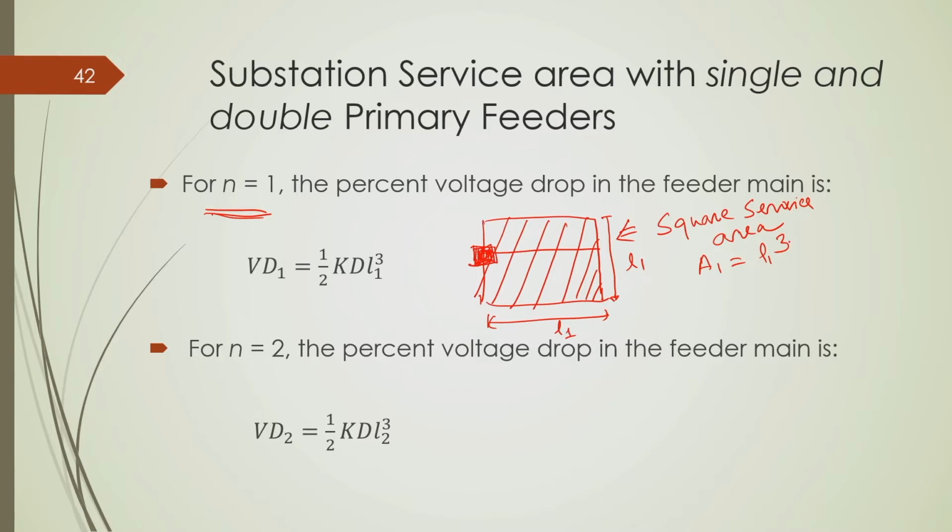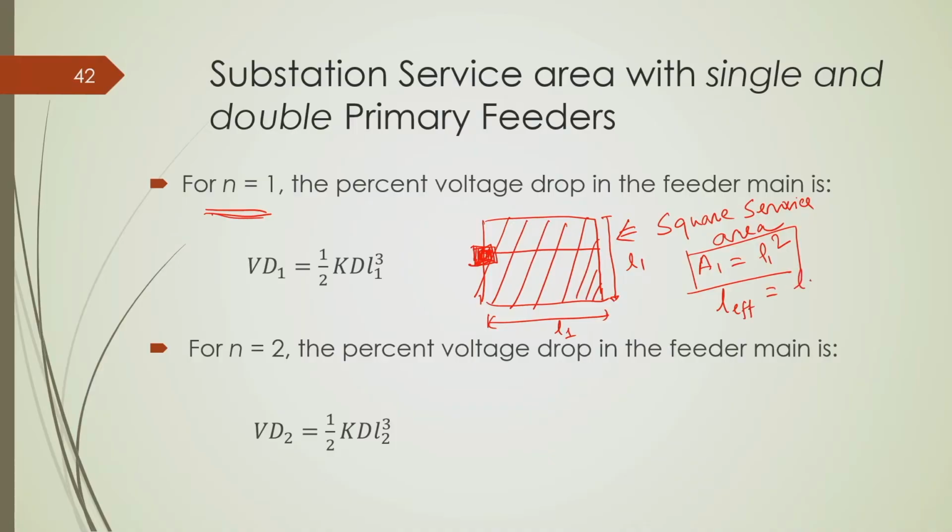So, of course, A1 will be equal to L1 square, because it is a square service area, and because of this type of service area, the effective length of the feeder to compute this voltage drop is L effective, which is equal to L1 by 2. This we already determined in the previous day's lecture. The total load served by this will be S1, equal to D multiplied by L1 square, where capital D is the load density.